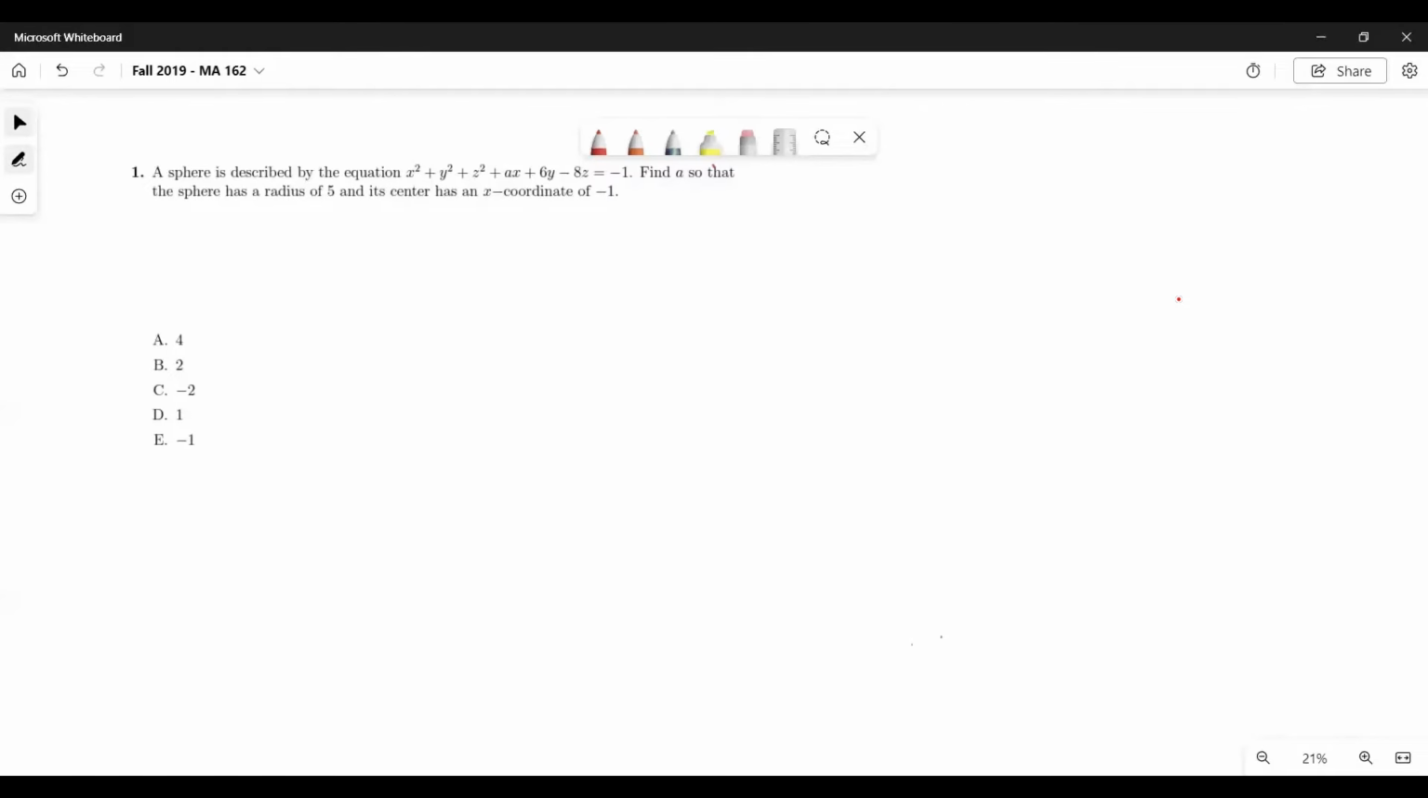Okay, so this question has to find the value of a. We know the equation is x squared plus y squared plus z squared plus ax plus 6y minus 8z equals -1. Let's rewrite this equation by completing the squares. So if you remember, completing the square is x plus a over 2 squared, because we take the coefficient of x, divide it by 2, and then square the constant value, plus y plus 3 squared plus z minus 4 squared.